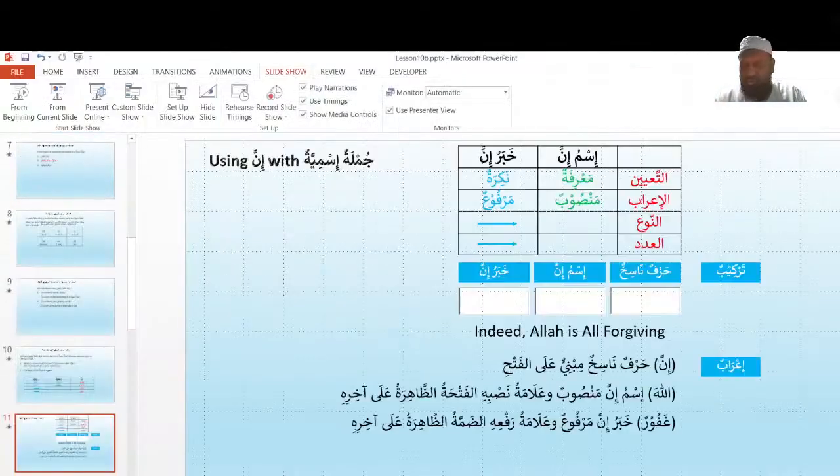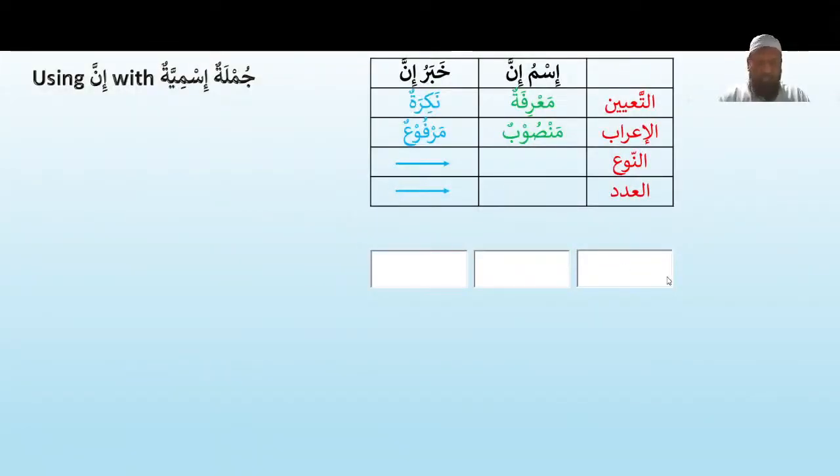Right, so I need to change the keyboard. Right, now we see إن, we need an اسم إن. Let's start with our master, our creator.